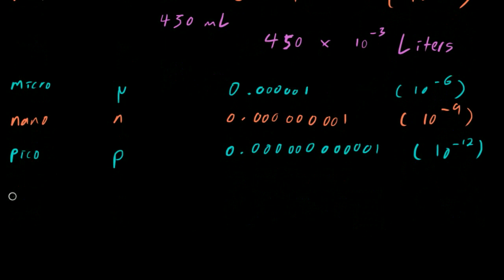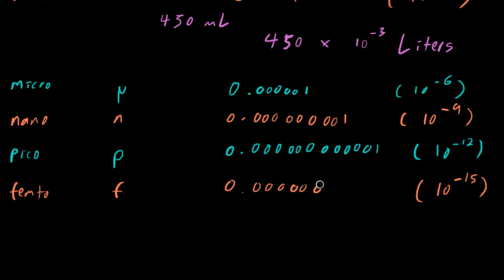Next, we have the femto, and the symbol is F. I'll write the scientific notation first. This is going to be 10 raised to the minus 15th power. And so you can imagine we've got 1, 2, 3, 4, 5, 6, 7, 8, 9, 10, 11, 12, 13, 14, 15. Yep, so that would be our femto.